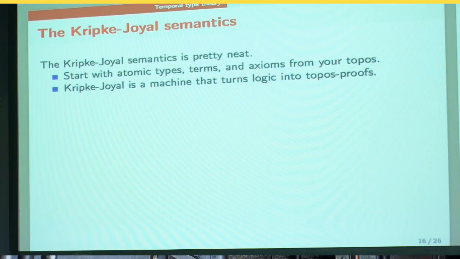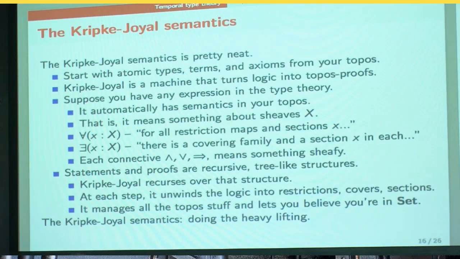And the Kripke-Joyal semantics takes this expression and turns it into a fact about toposes. And it takes your proof and turns it into a topos proof. And that topos proof automates so much of what's going on in your topos. So for example, all these are facts about sheaves. And what for all x means is for all sections and all restriction maps, if you take an element of some size and then you restrict it and you ask questions. So this for all turns into for all restriction maps. Exists turns into there exists a covering family and a section x in each element of that covering family.